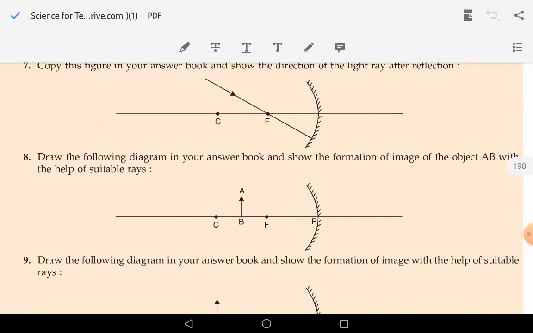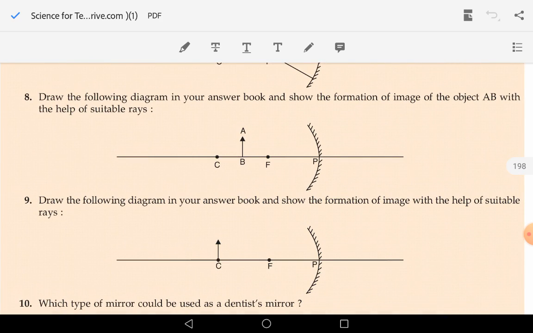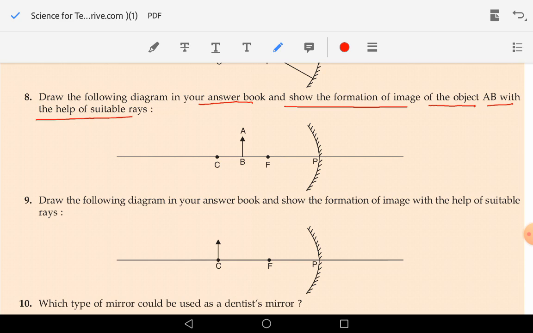So question number 8 goes like that: draw the following diagram in your answer book and show the formation of image of the object AB with the help of suitable diagram. Okay, so now this is the image and this is the object, and we can see that the object is an arrow. Okay, and to draw a ray diagram on a paper, we all know that minimum number of reflected rays that we need is 2. Okay, but in reality they are like infinite, but when we are drawing it on a paper, for the sake of clarity of a ray diagram, only 2 minimum rays we need.